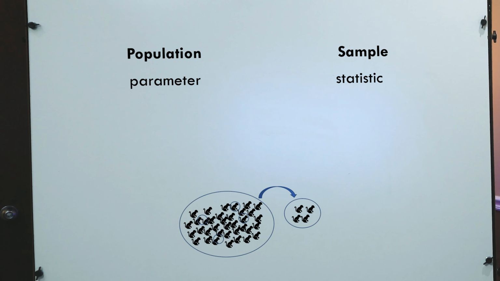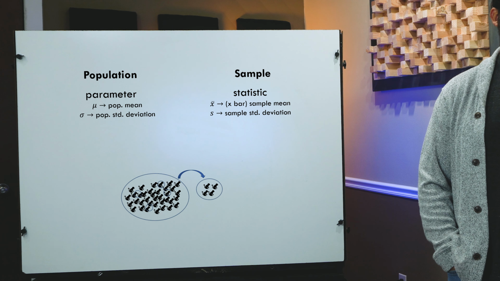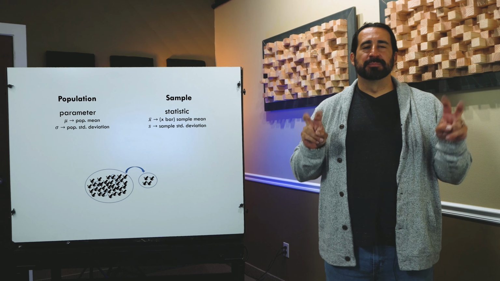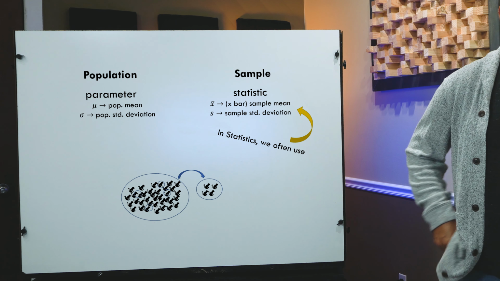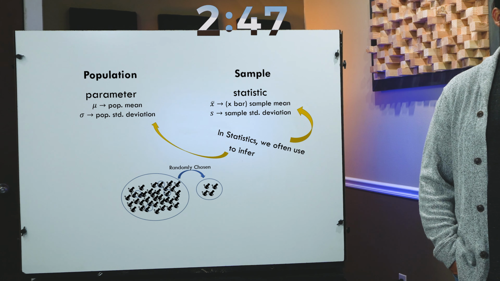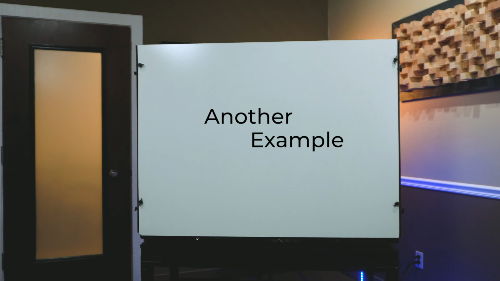Two of the most used parameters are population mean and population standard deviation, where we'll use the lowercase Greek letters mu and sigma. Two of the most used statistics are sample mean and sample standard deviation, where we'll use x bar and s. Very often in the discipline of statistics, we use the calculation of statistics to infer information about the population. We do this inference while taking into consideration the uncertainty inherent in random sampling.